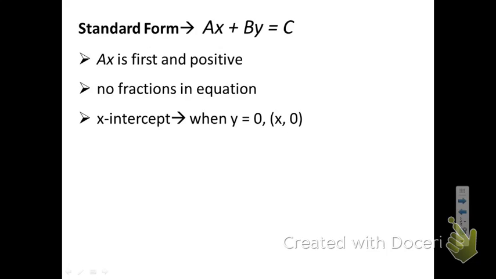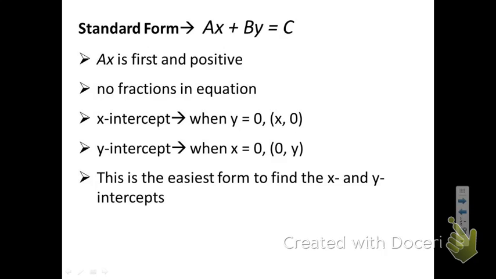This allows you to find the x-intercept, and that is when y is 0, and you'll substitute that in for y and solve for x. It also allows you to find the y-intercept, and the y-intercept is when x equals 0. And when you substitute 0 in, you're left with that by equals c, and you solve it from there. And the last thing is that it is the easiest form to find the x and the y-intercepts. Or at least that's my interpretation.